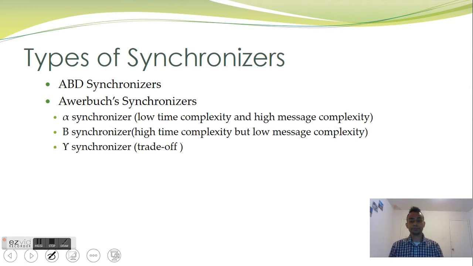Types of synchronizer. ABD, the asynchronous bounded delay synchronizer, and the Awerbuch synchronizers. There are three synchronizers under it: alpha synchronizer, beta synchronizer, and gamma synchronizer. They are classified based on their complexity, the message complexity and the time complexity. We'll discuss these synchronizers later in our slides.